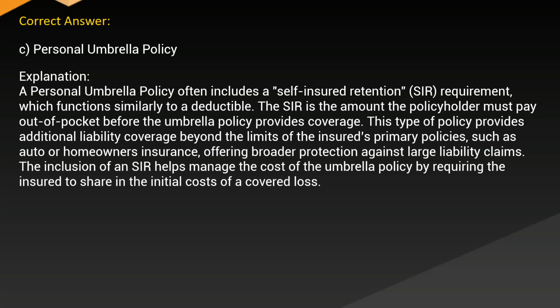Correct answer: C. Personal umbrella policy. Explanation: A personal umbrella policy often includes a self-insured retention requirement, which functions similarly to a deductible. The SIR is the amount the policyholder must pay out of pocket before the umbrella policy provides coverage. This type of policy provides additional liability coverage beyond the limits of the insured's primary policies, such as auto or homeowners insurance, offering broader protection against large liability claims. The inclusion of an SIR helps manage the cost of the umbrella policy by requiring the insured to share in the initial costs of the covered loss.